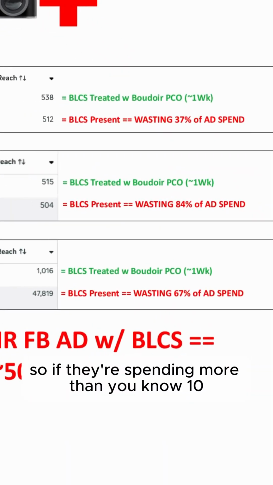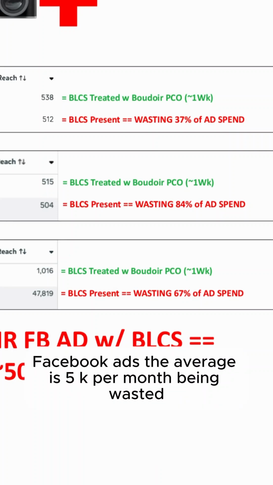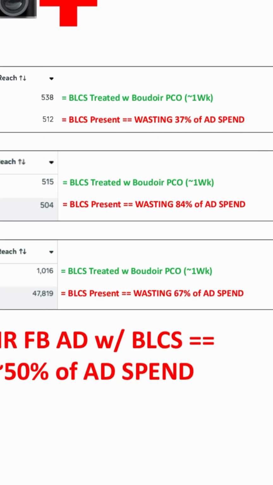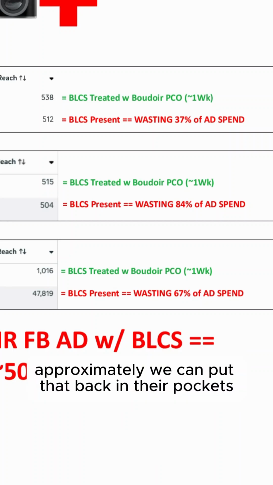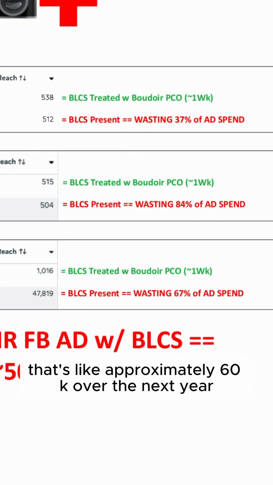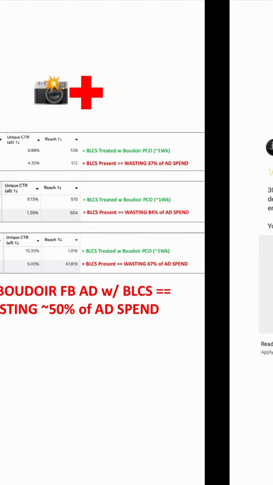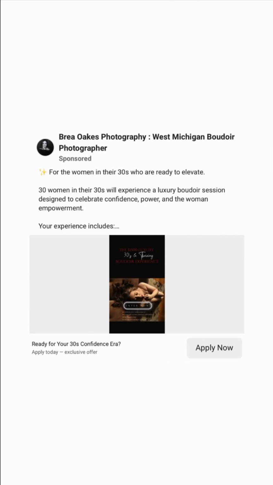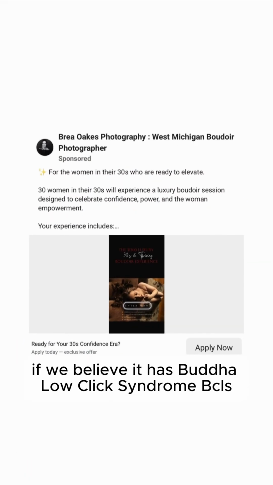So if they're spending 10 grand a month on Boudoir Facebook ads, the average is 5K per month being wasted. Approximately, we can put that back in their pockets. That's like approximately 60K over the next year. So looking at this, we're going to diagnose if we believe it has Boudoir low click syndrome, BLCS.